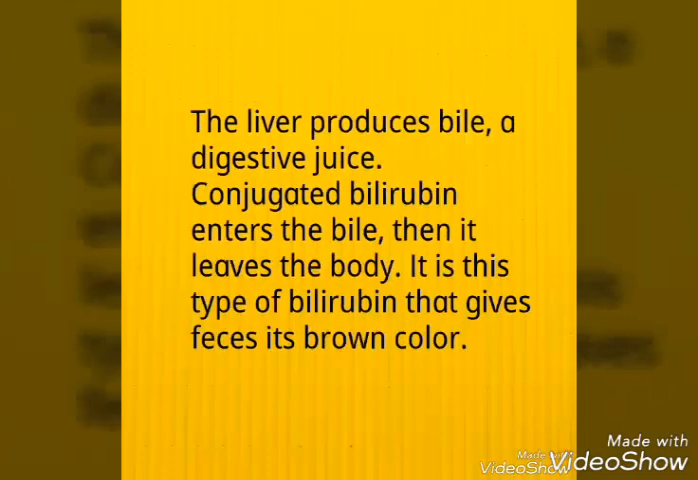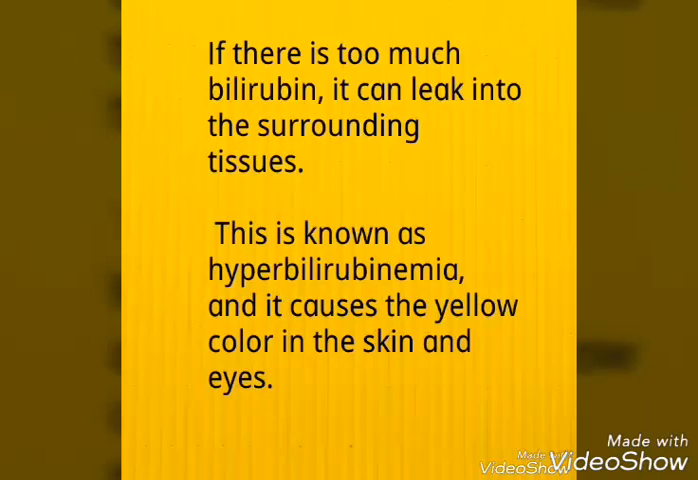The liver produces bile, a digestive juice. Conjugated bilirubin enters the bile, then it leaves the body. It is this type of bilirubin that gives feces its brown color. If there is too much bilirubin, it can leak into the surrounding tissues. This is known as hyperbilirubinemia, and it causes the yellow color in the skin and eyes.